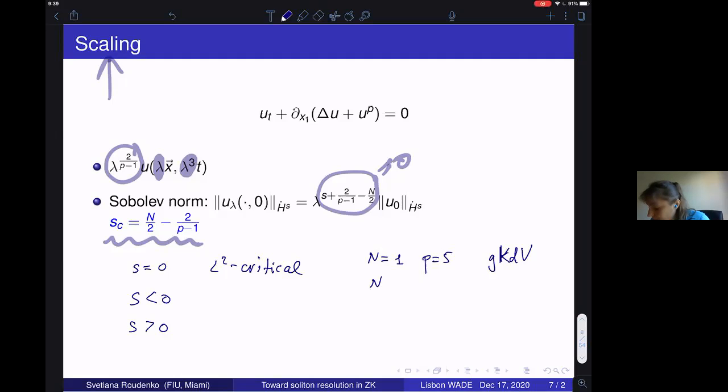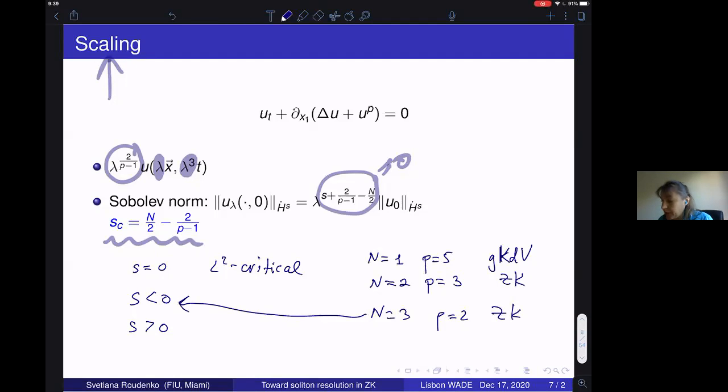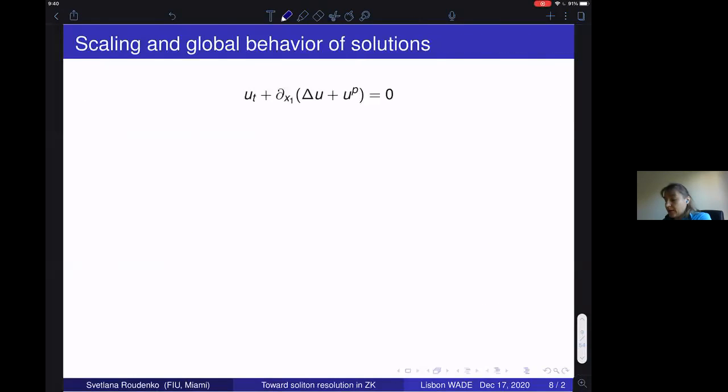In 2 dimensions, p equals 3 for the ZK. Sometimes it's called the modified ZK equation, which is important. And the one which we will consider in dimension n equals 3, which is p equals 2, that's the ZK. This will actually be subcritical, and it will determine the behavior. So we are interested in the global behavior of the solutions.